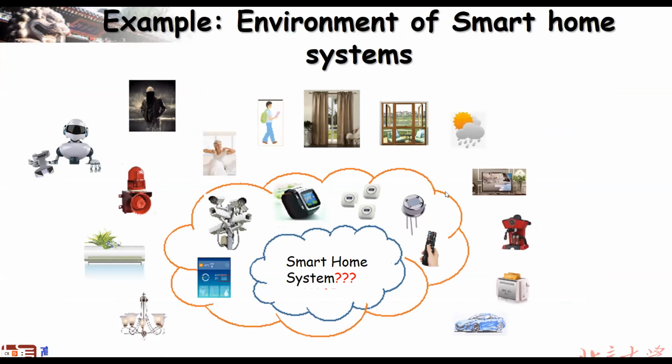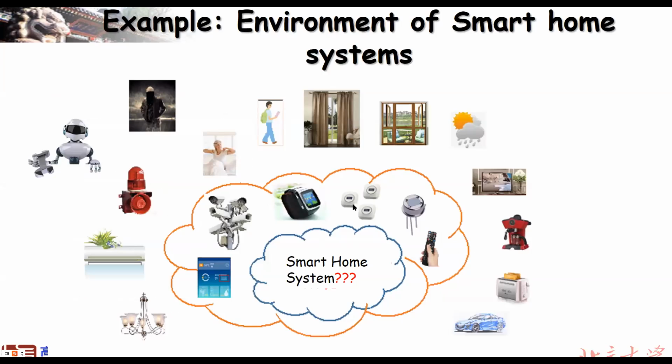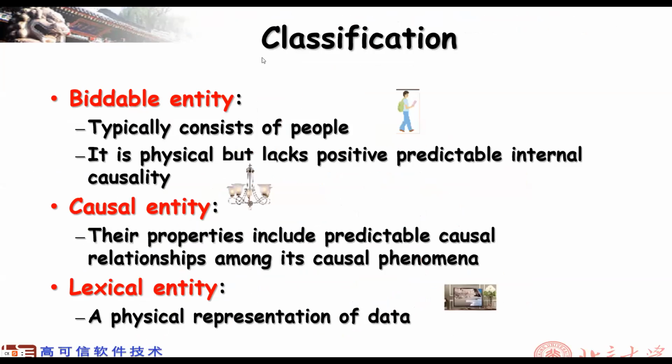We can see the environment of a smart home system. If this is a smart home system, we can see it will interact with many things: the toaster, the coffee maker, the display system, the car, the light, the air conditioner, alarm, robot, cushion, window, and the weather. These are its environment. We think this environment is composed of a set of environment entities, and we can classify these entities according to the first principle.